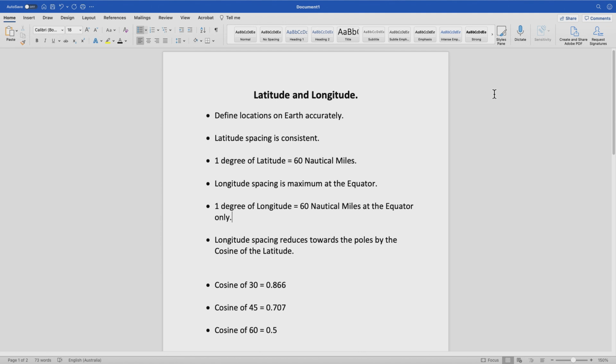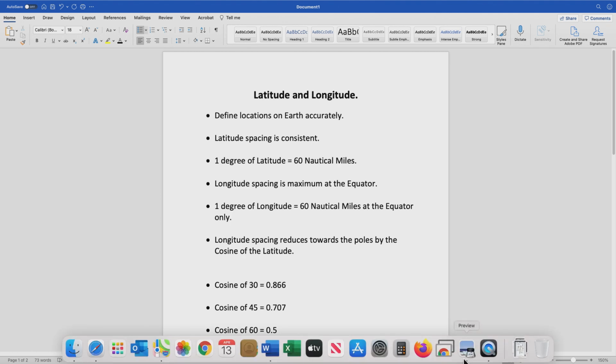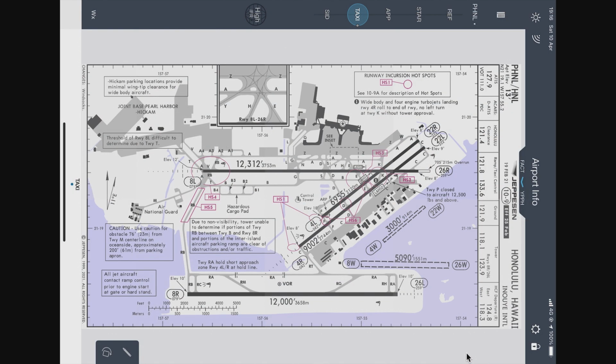The cosine of 30 is 0.866. The cosine of 45 is 0.707. And the cosine of 60 is 0.5. So the key to understanding Wally's analysis is knowing that the longitude spacing reduces towards the poles by the cosine of the latitude. If we look at an aviation chart, this one is Honolulu Airport in Hawaii.